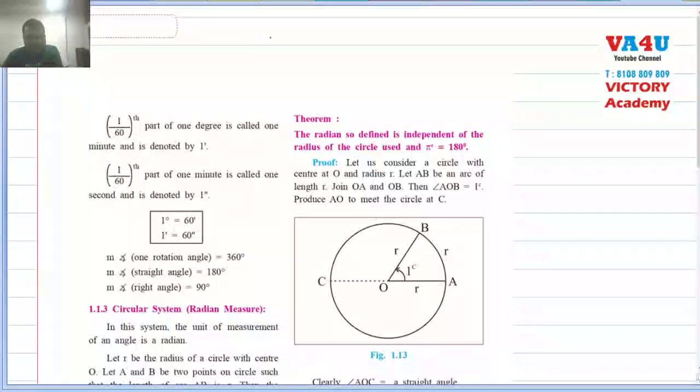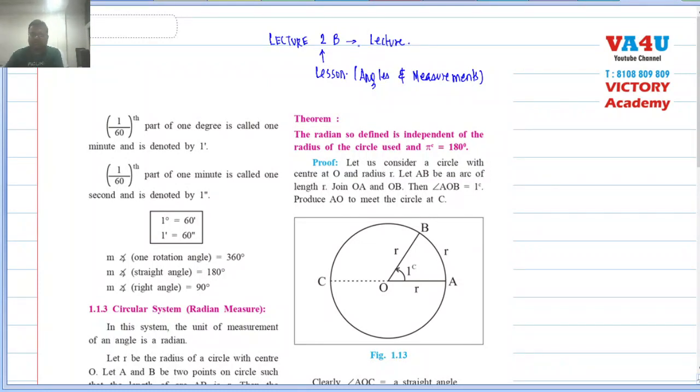So we are looking at lecture 2B. 2 is the lesson, which is angles and measurements. And B is the lecture number. That is the second lecture, therefore B.